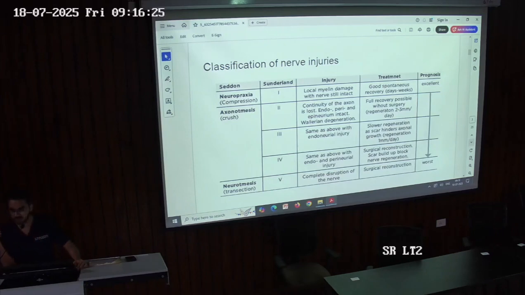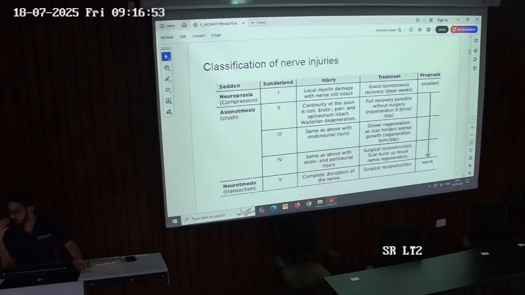Now, neuropraxia, as Seddon called it, is similar to Sunderland's classification grade 1, right? Where, as I told, only a local area of the myelin sheath is injured and nothing much. In Seddon's classification it is called neuropraxia, and in Sunderland's classification it is called grade 1. And the prognosis is excellent, as you can see, and the treatment is conservative. The patient recovers from it very soon.